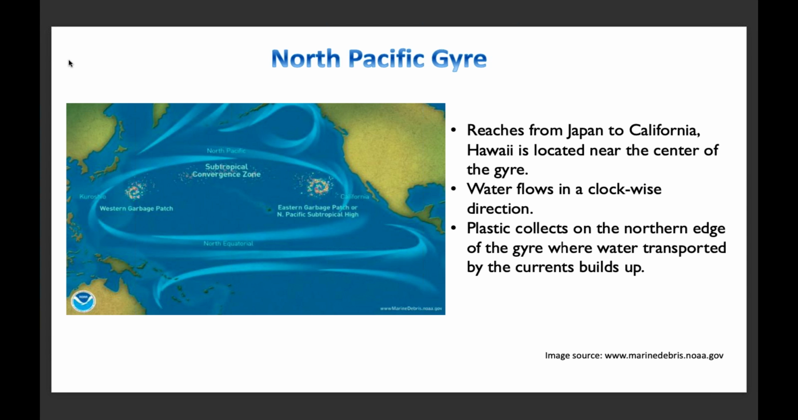So this is the North Pacific gyre, and the left side is the region adjoining Japan, and the right side is California. The water here is flowing in a clockwise direction. Most of the plastics are residing within this gyre. You can see such plastic garbage shown in this slide. Next.